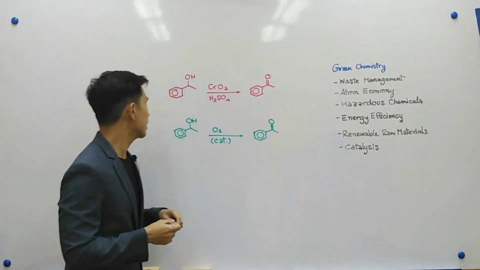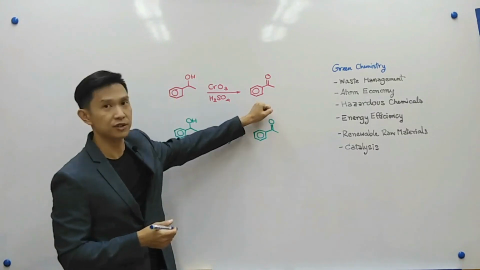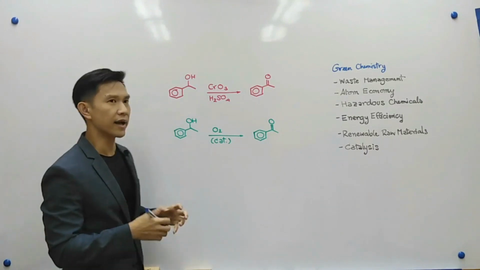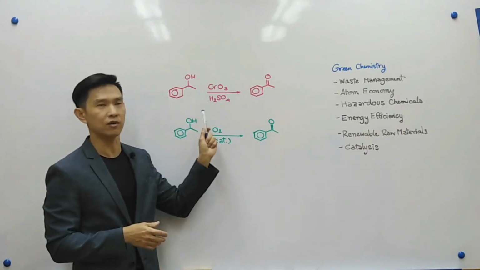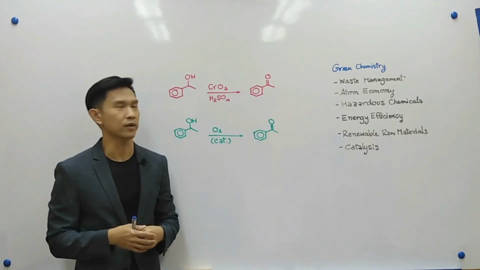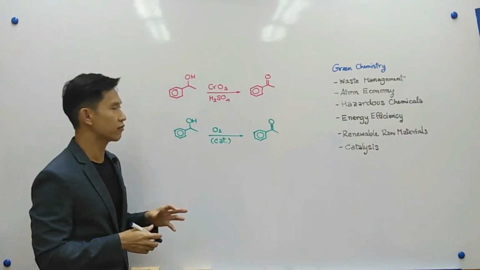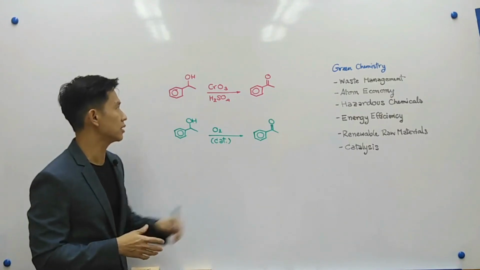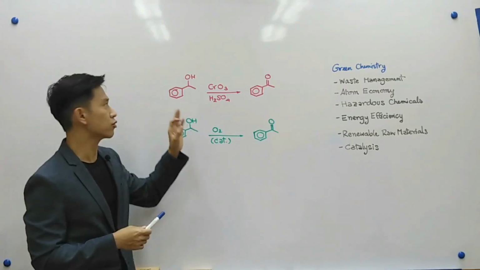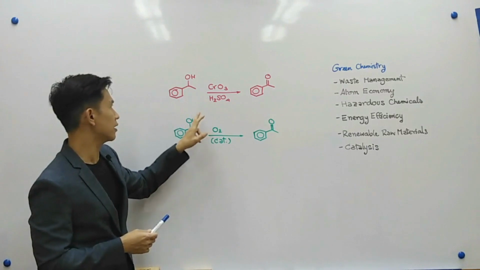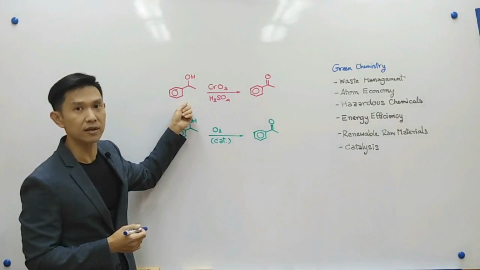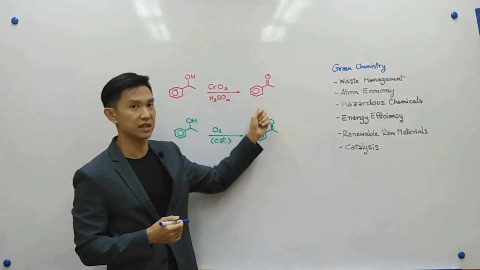For example, this is the process of producing acetophenone from this alcohol. In order to oxidize the alcohol to a ketone, to a carbonyl like this, there are so many ways. One very conventional way to produce acetophenone is oxidation with chromic oxide. With chromic oxide in the presence of sulfuric acid, you can oxidize your alcohol directly from the secondary alcohol to the ketone like this.